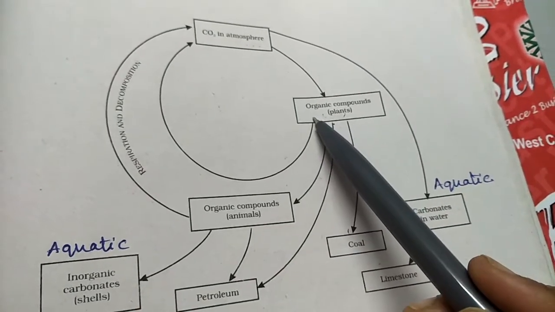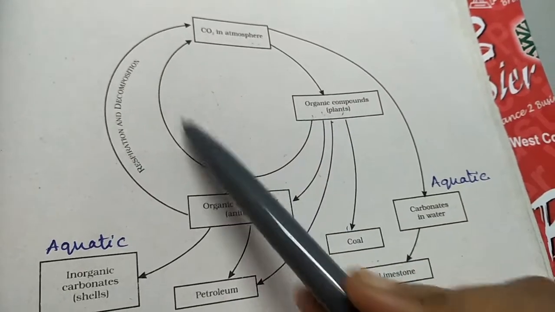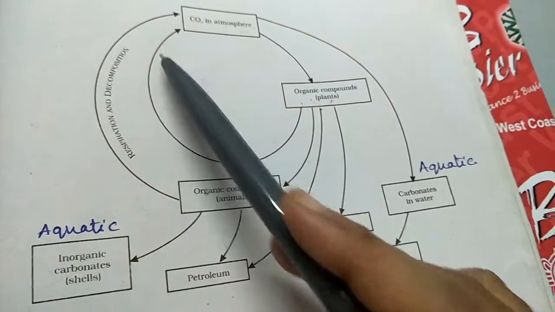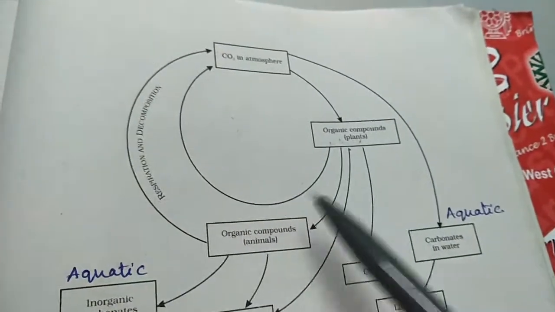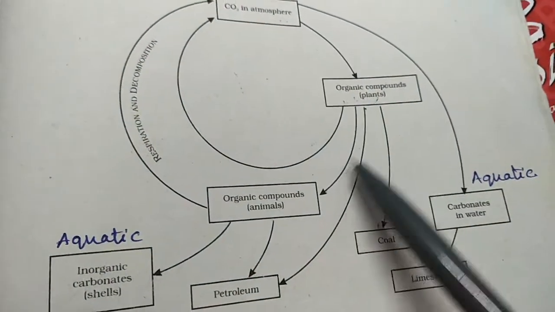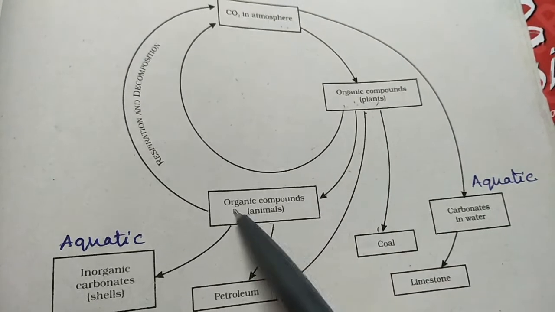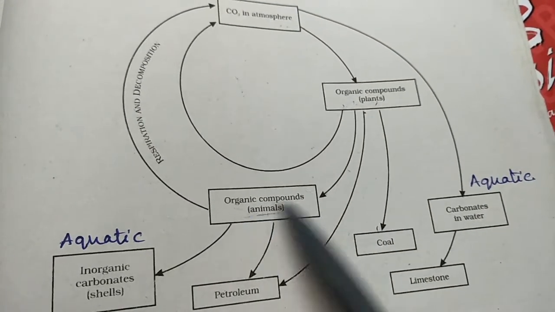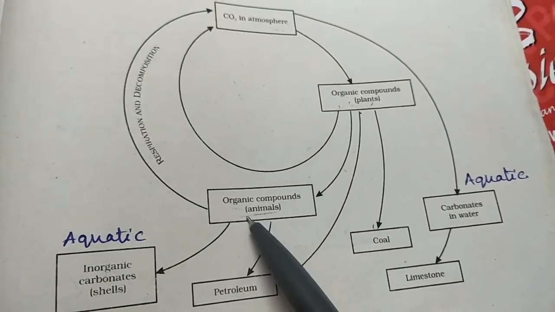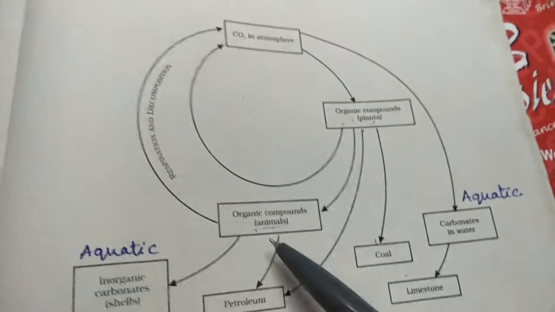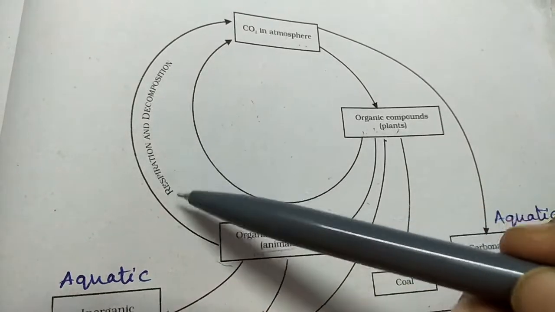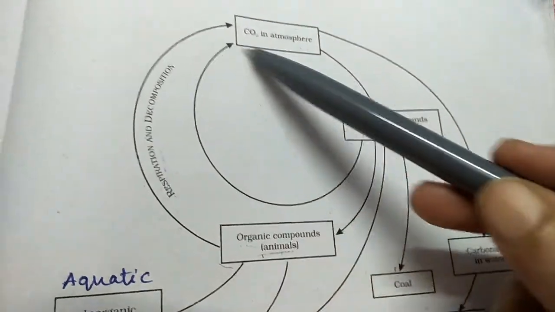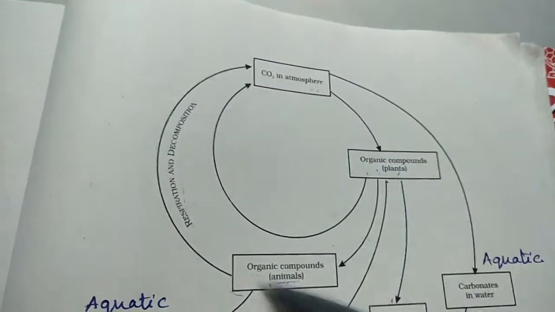Now the first pathway goes directly from plants back to the atmosphere via transpiration or other processes. This is the first cycle, a small cycle. Now the second cycle: the plants are eaten by animals, so the carbon goes into animals in the form of organic compounds. From animals, it goes back to the atmosphere via respiration and decomposition. So this is the second cycle.